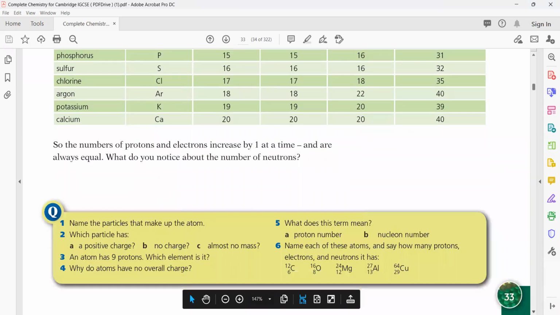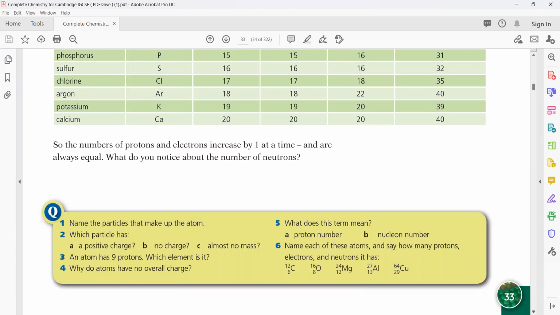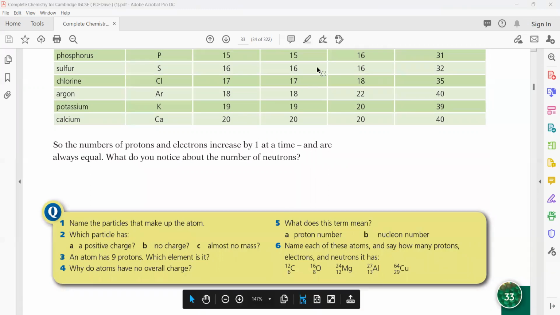The number of protons and electrons increases by 1 at a time and they are always equal. That I just explained to you. What do you notice about the number of neutrons? They are not like this. Now again, a little small assessment. You can take a screenshot; almost 6 questions are here. Try to find their answers.